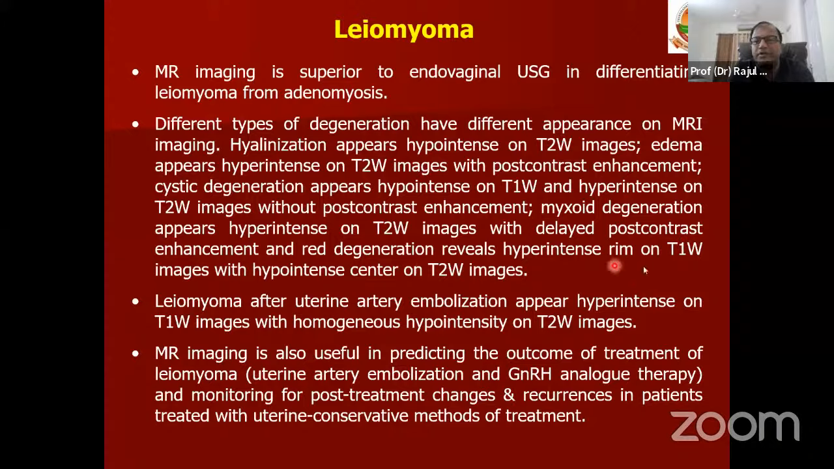And red degeneration will appear hyperintense on T1 because of the hemorrhage, and hypointense on T2 because of the acute blood products. Leiomyoma after uterine artery embolization appears hyperintense on T1 and homogeneously hypointense on T2 weighted images. So this particular feature is useful when we are monitoring the patients who have undergone uterine artery embolization as part of the treatment during female infertility. MR imaging is also useful in predicting the outcome of treatment of leiomyoma following uterine artery embolization and gonadotropin analog therapy, and monitoring the post-treatment changes and recurrence in patients treated with uterine conservative methods of treatment.